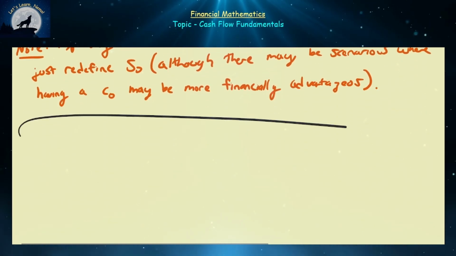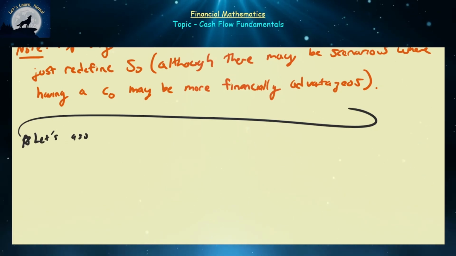For the sake of simplicity, let's assume that S0 is equal to 0. We're not going to be taking out any money, or making any initial balances. And let's assume that the sequence of cash flows starts at time t equal to 1. So what are we going to have?